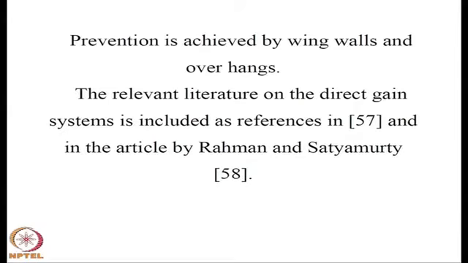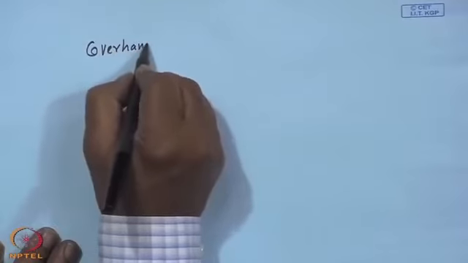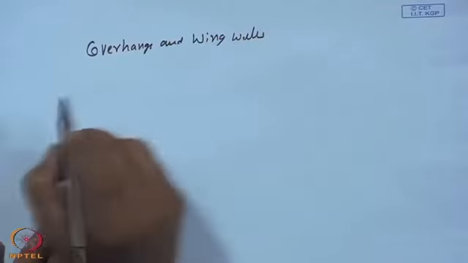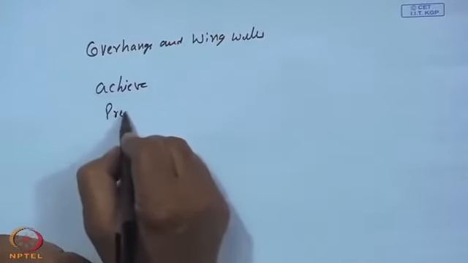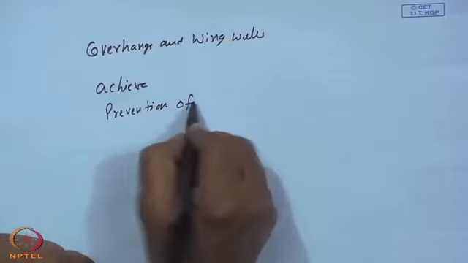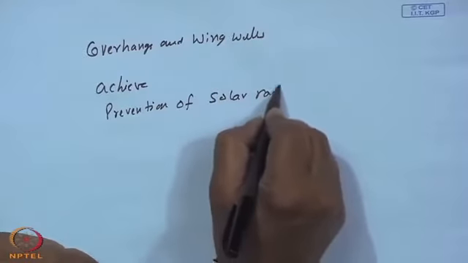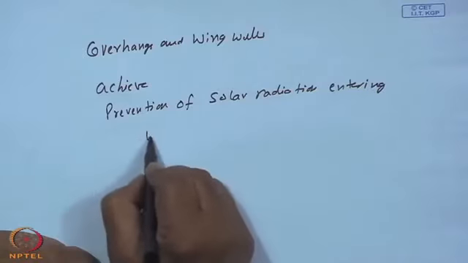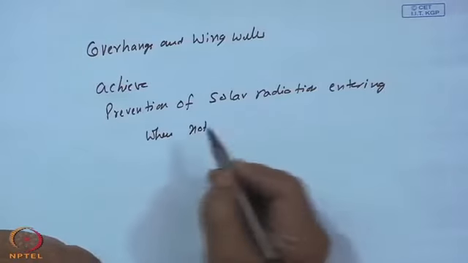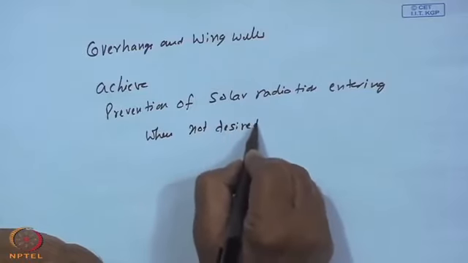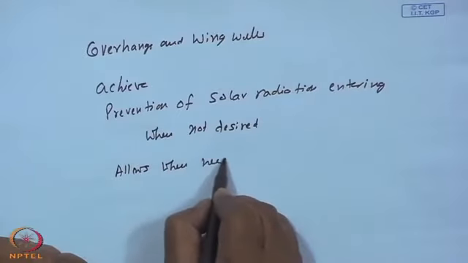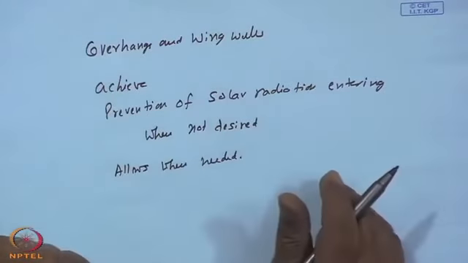So, these overhangs and wing walls achieve prevention of solar radiation entering when not desired, or desired, it can be interpreted both ways, and allow it when needed.